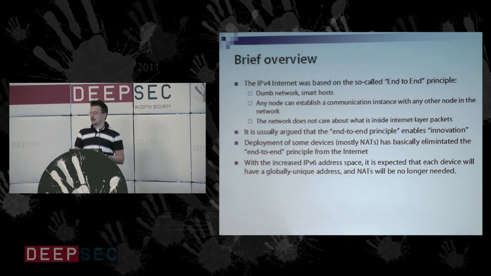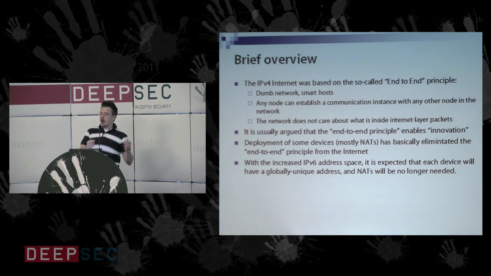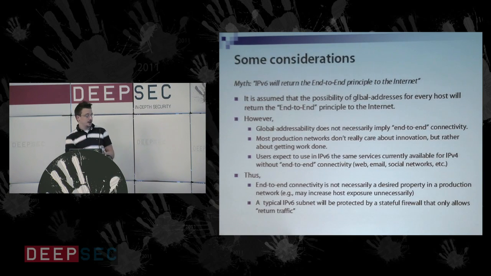Many people argue that since IPv6 doesn't require the use of NATs, because it provides all the IP addresses that we need, we will be able to return to the end-to-end principle. That is, we will move back to having the end-to-end principle in the internet. So this is basically the myth that I'm talking about, and it is one of the selling points that many people use for IPv6.